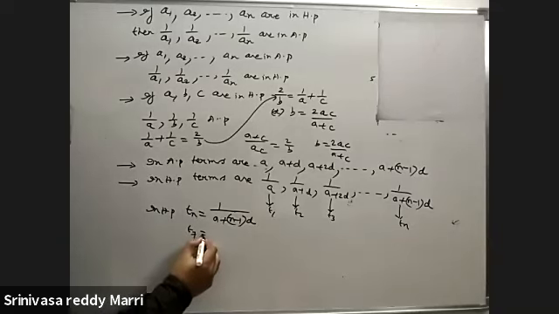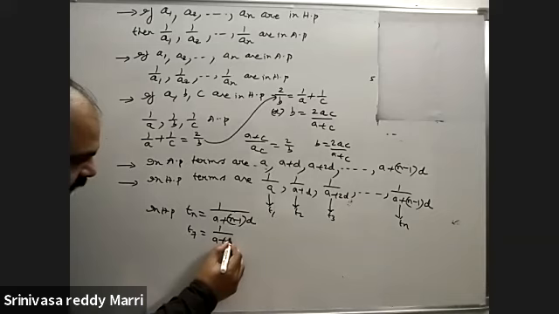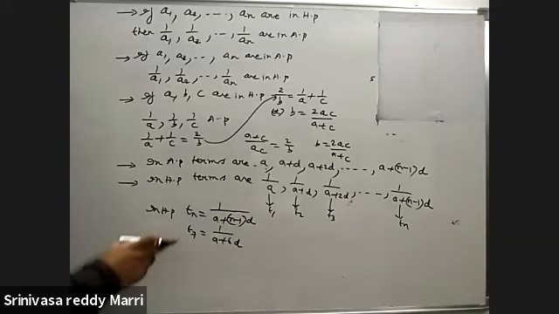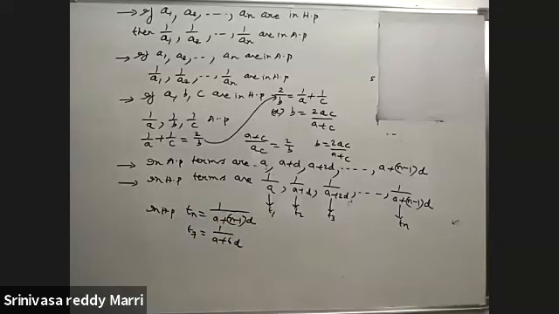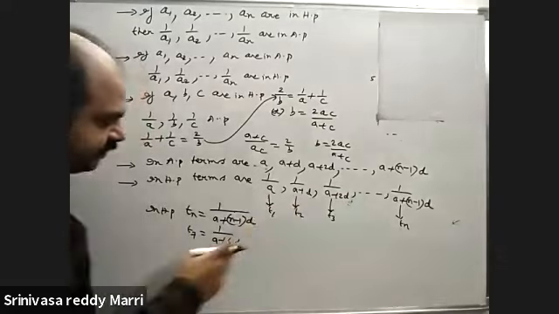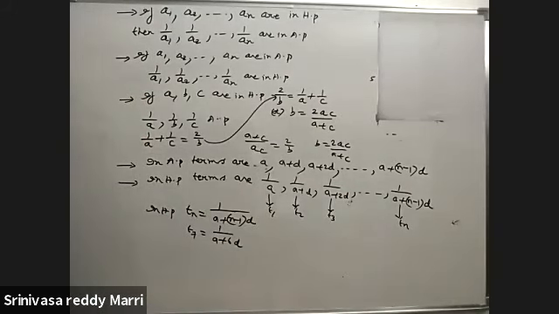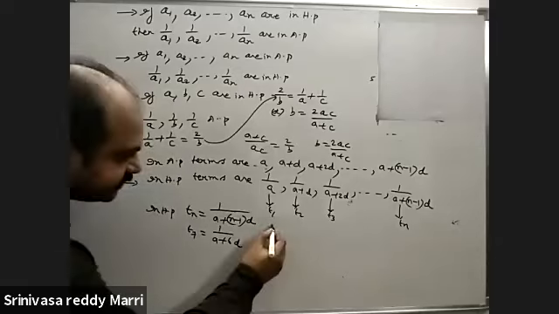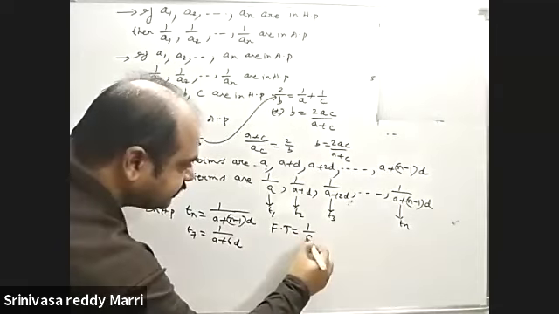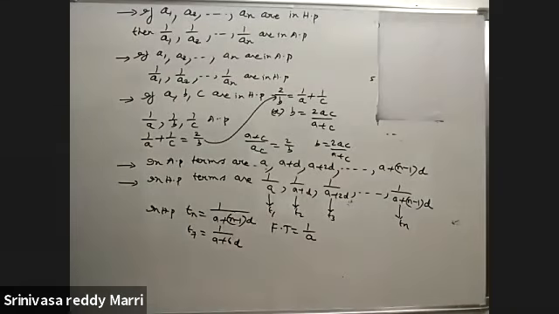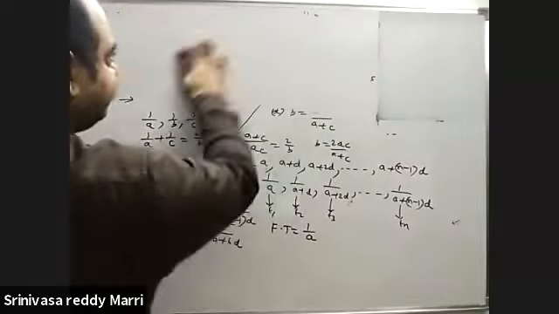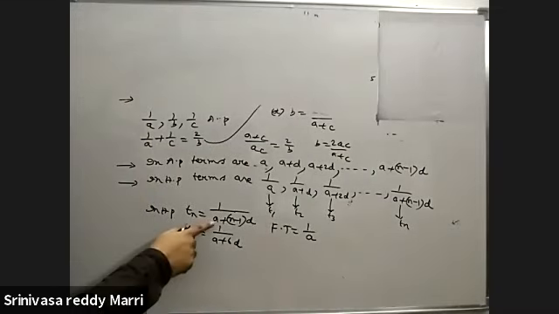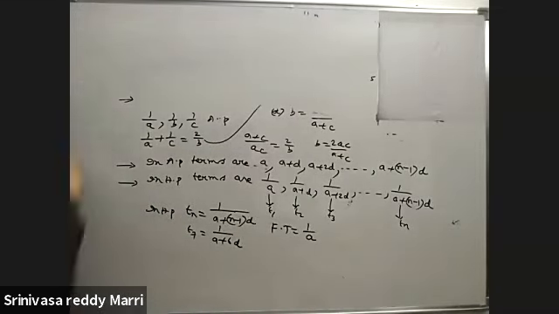Suppose if you want to write the seventh term, it is nothing but 1 by a plus 6d. So just the reciprocal of the AP term. For any term to calculate, we will use this formula: Tn is nothing but 1 by a plus (n minus 1) into d. First term is 1 by a. So for calculating any term, we will calculate a and d, and then use this rule.